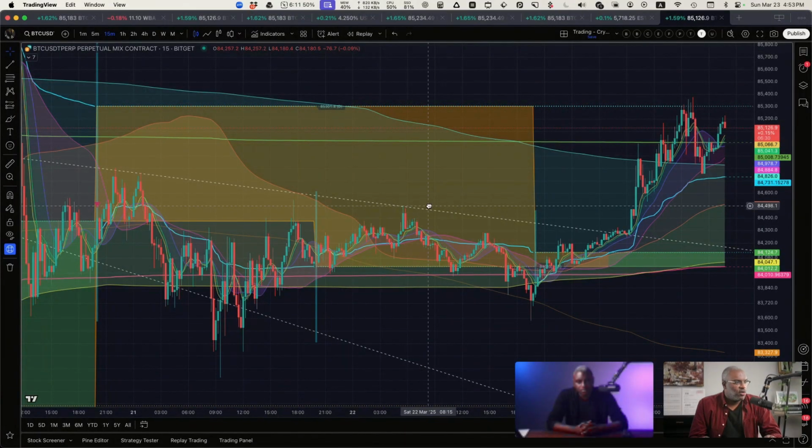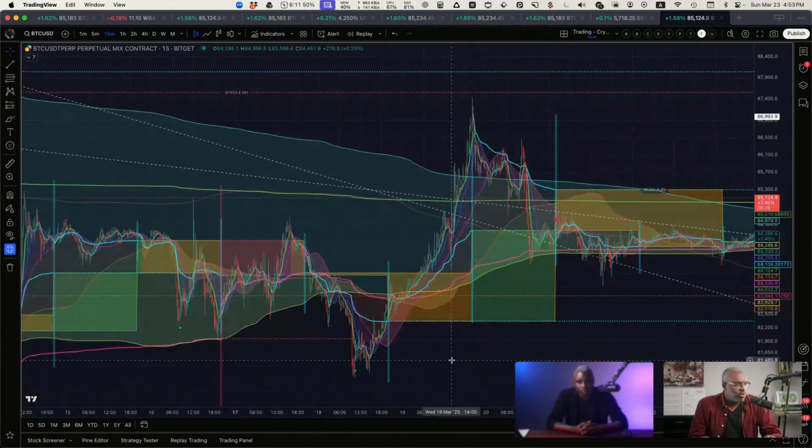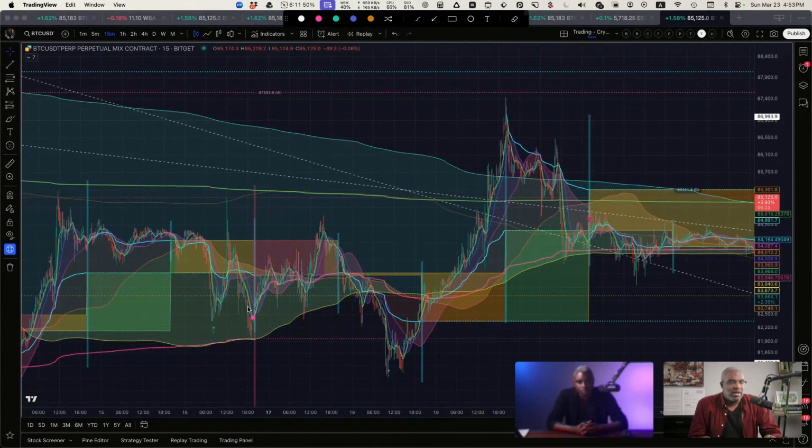All right, so we're on the 15-minute for that same chart I was talking about. This is the previous week. And so here, yeah, you can see the price came down to this level, and it came down underneath it, came back up, and then came back down, right?